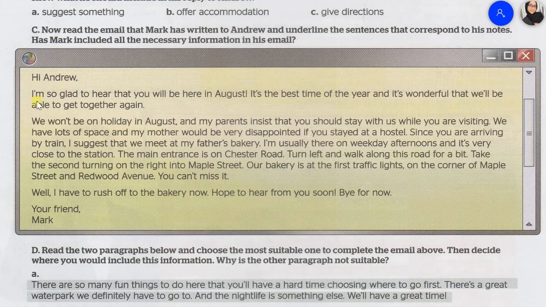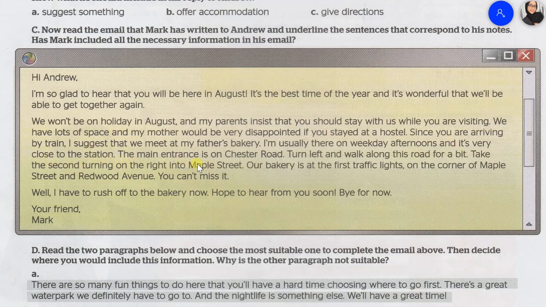Hi Andrew, I'm so glad to hear that you will be here in August. It's the best time of the year and it's wonderful that we'll be able to get together again. We won't be on holiday in August and my parents insist that you should stay with us while you are visiting. We have lots of space and my mother would be very disappointed if you stayed at a hostel. Since you are arriving by train, I suggest that we meet at my father's bakery. I'm usually there on weekday afternoons, and it's very close to the station.